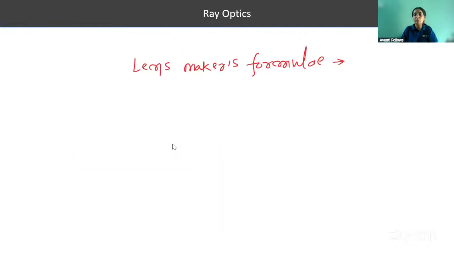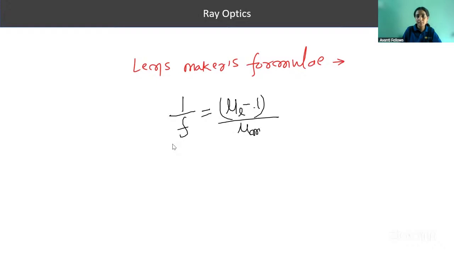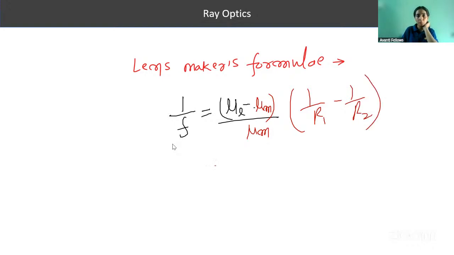Then there is one important formula which is the lens maker's formula, which talks about the focal length of a lens. It is equal to the refractive index of lens minus 1 divided by refractive index of, sorry, there is a mistake here. This won't be M1 actually. It will be mu L minus mu M divided by mu M, times 1 by R1 minus 1 by R2. So what does it mean? We can also write it as refractive index of lens with respect to medium minus 1, into 1 by R1 minus 1 by R2.